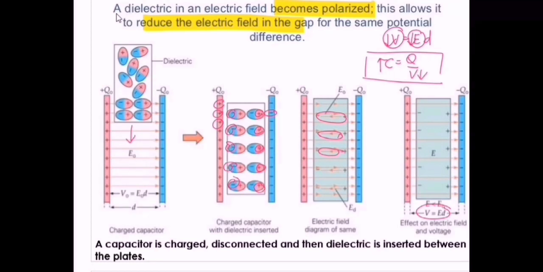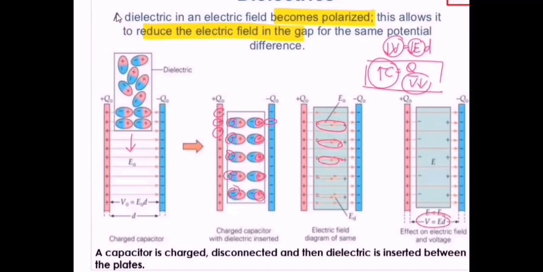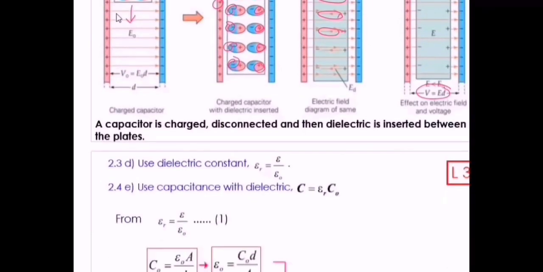Because V equals ED, and since the dielectric is included, it causes the electric field to decrease. So when the electric field decreases, the potential difference will actually decrease as well. And when the potential difference decreases, the capacitance will increase. So that's how the dielectric affects the capacitance of a capacitor.